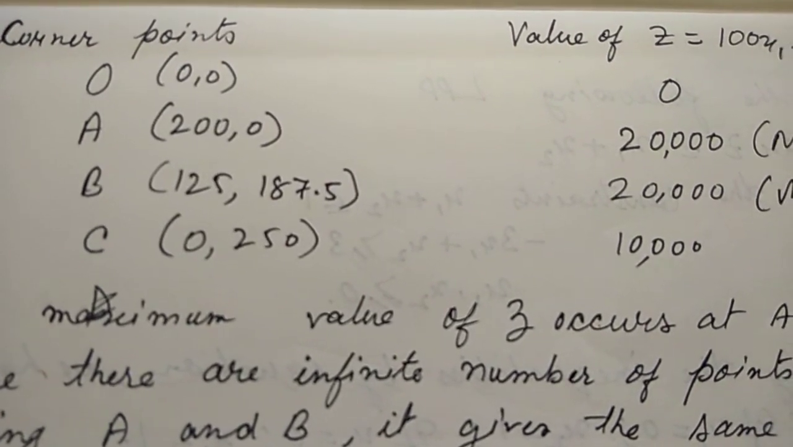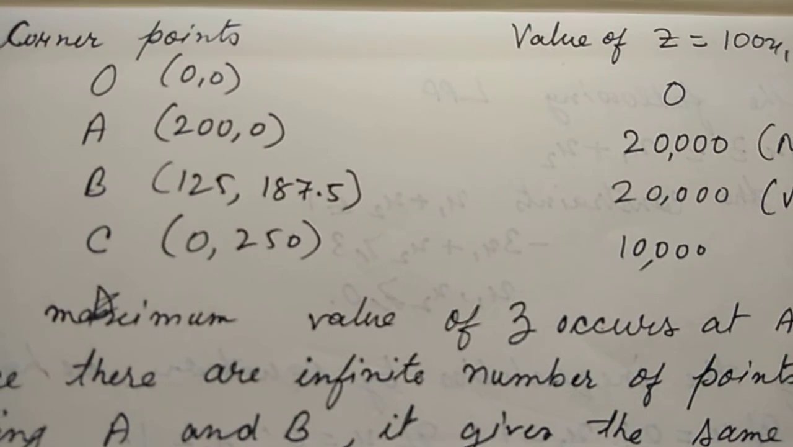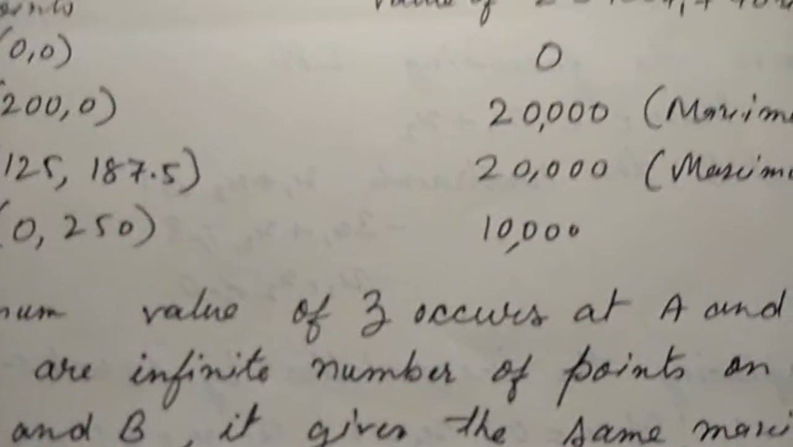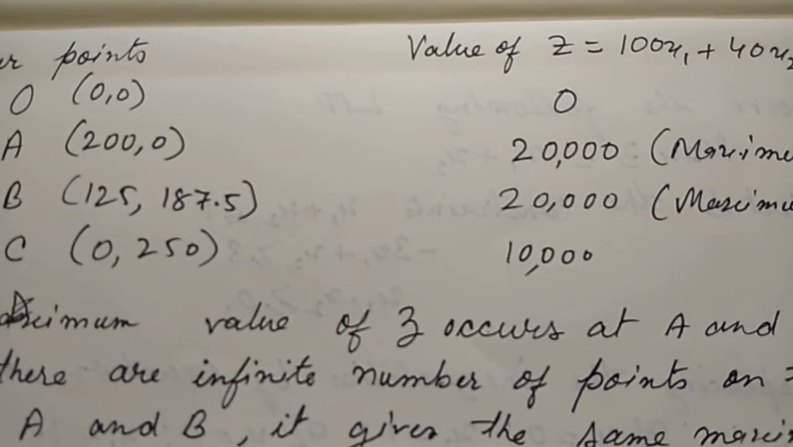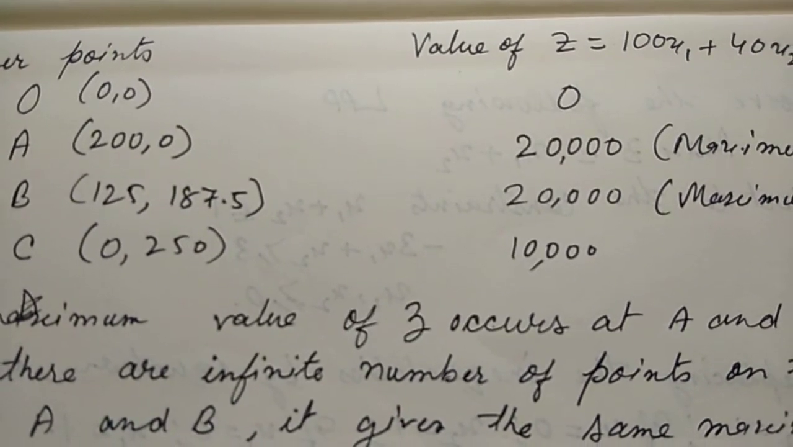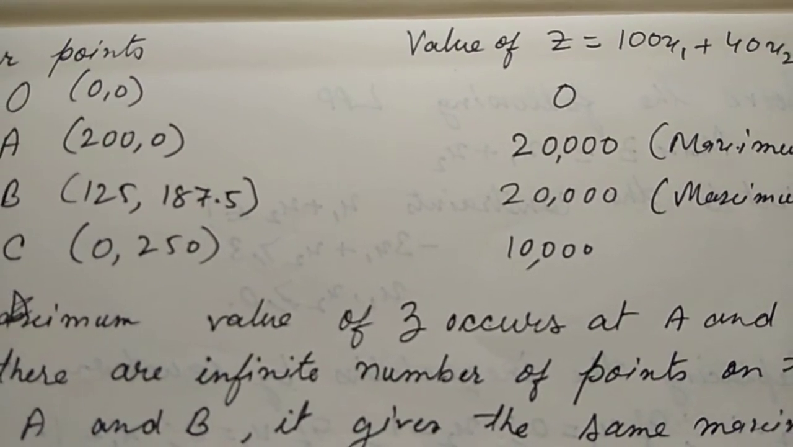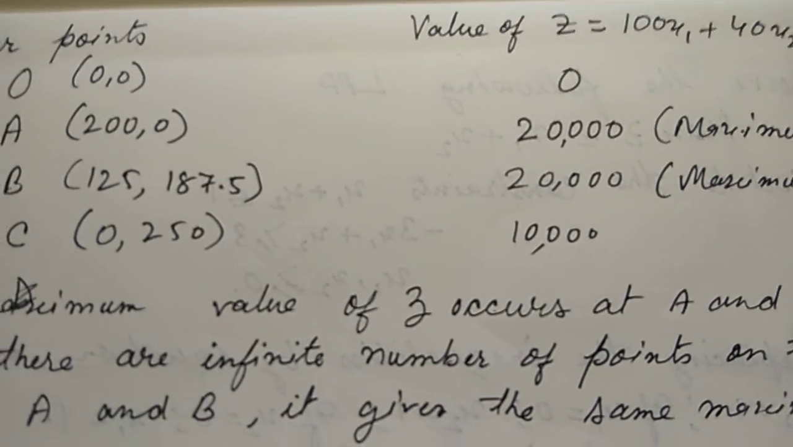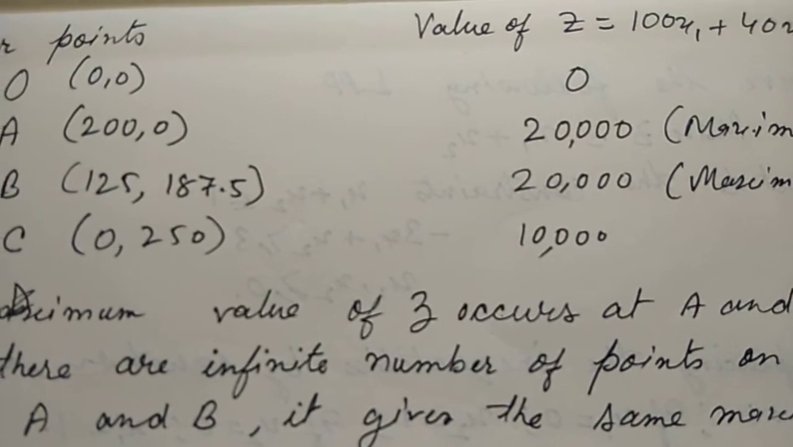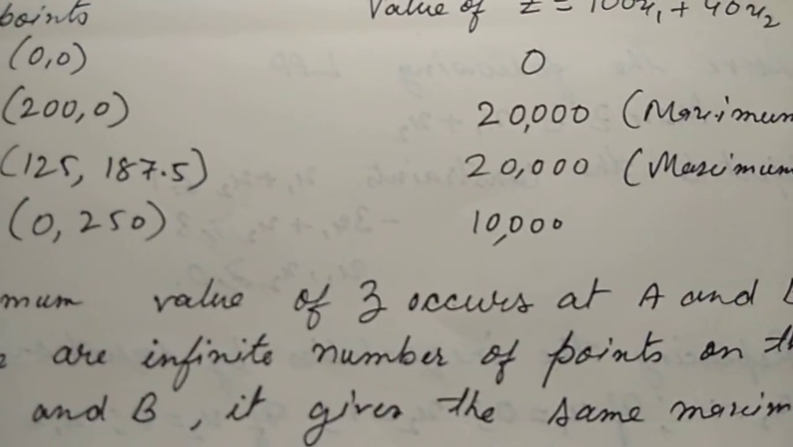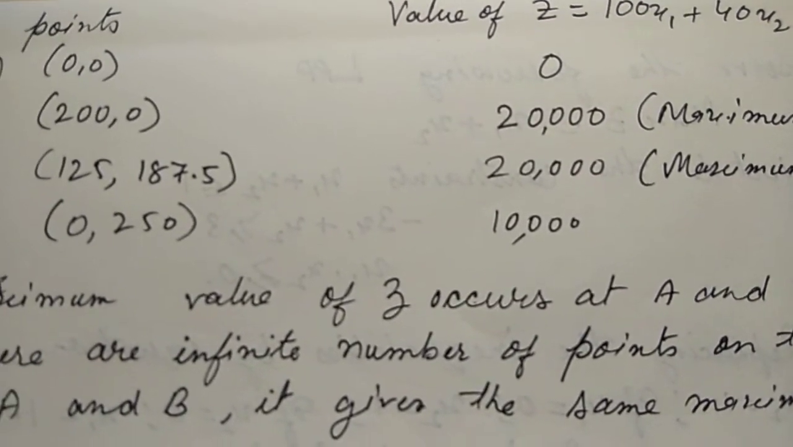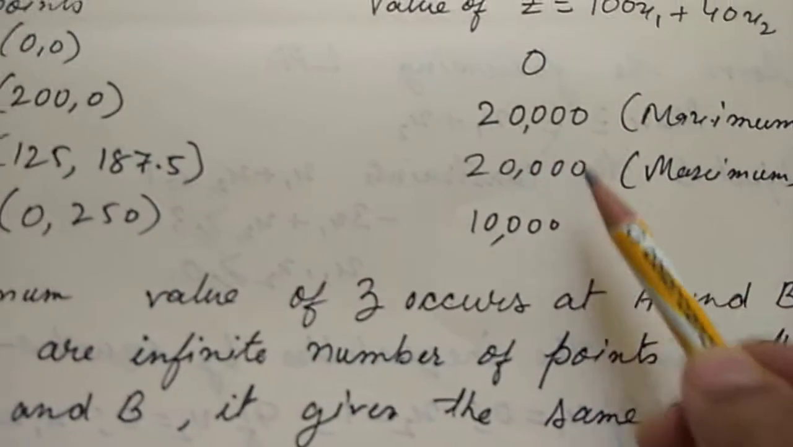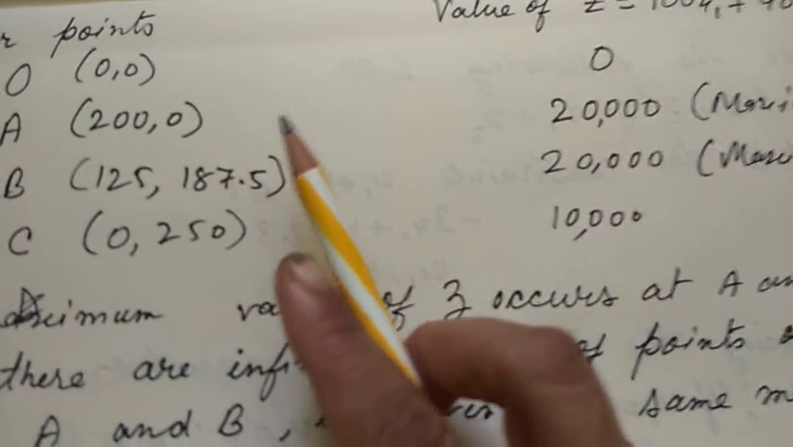Now replacing the values of x1 and x2 with the points that we have derived, for the first point we get the value of z as 0. For the second point, A, we get 20,000. For the third point B, we get 20,000 again, and for C we get 10,000. Now this is the speciality of this solution. We are getting two values the same: 20,000 for both points A and B.